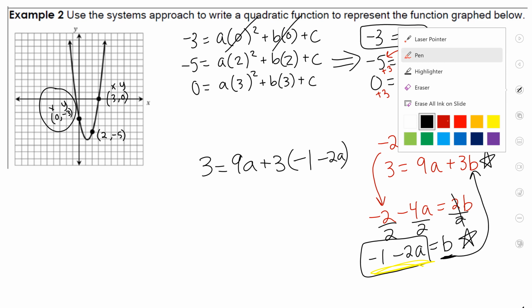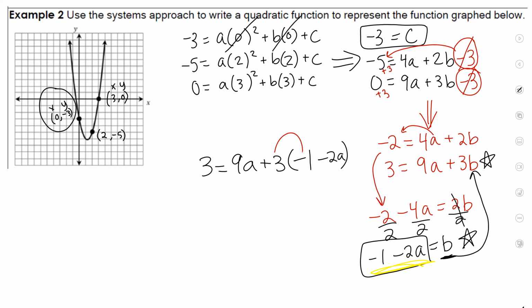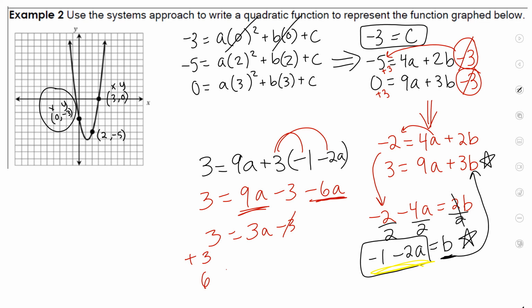And let's solve for a. 3 times -1 is -3. 3 times -2a is -6a. Everything else, just bring it down. All right, let's combine like terms. 9a minus 6a is 3a. Everything else, just come down. We combined these two things. Now I'm going to add 3. I get 6 equals 3a. So guys, what is a? 2. A is 2.